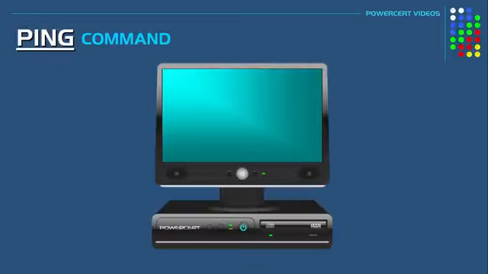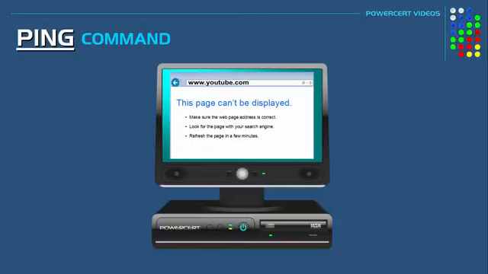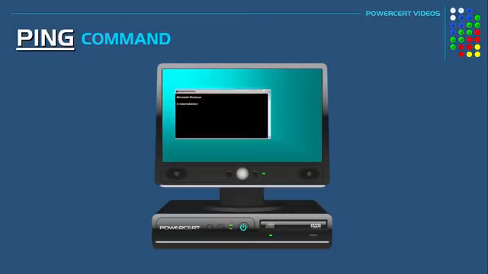So let's use the ping command in a typical scenario. So suppose someone tells me that they don't have an internet connection because they can't access any web pages with their computer, which is a pretty common issue. So the first thing I would do is sit at their computer and use the ping utility to see if in fact they are not connected to the internet.